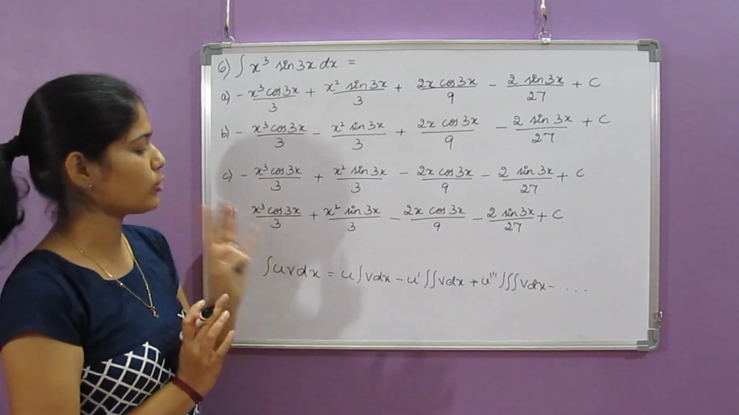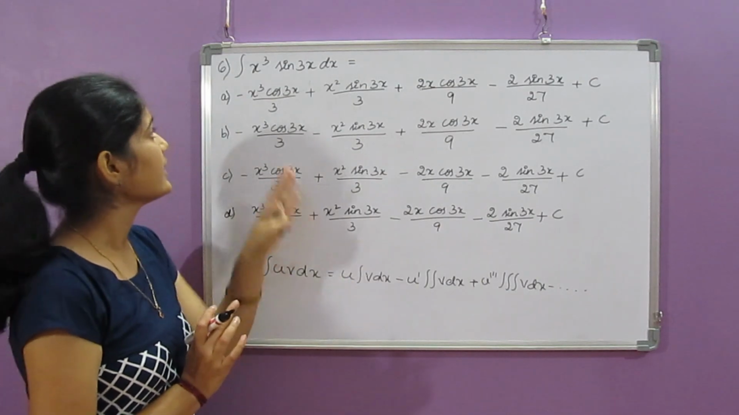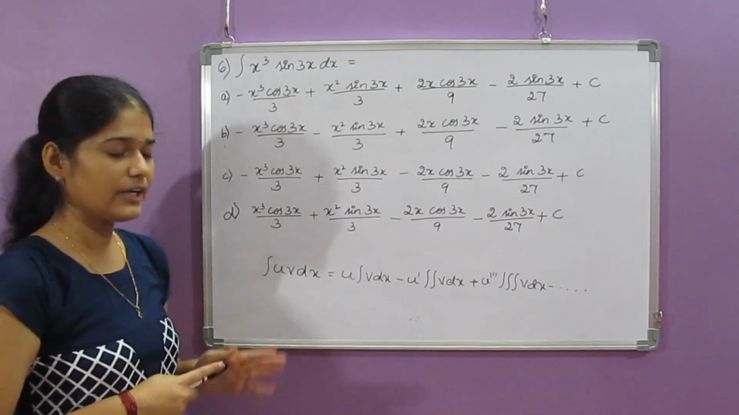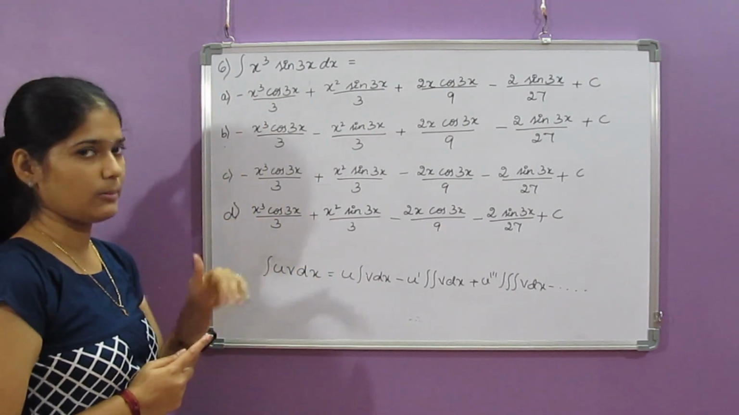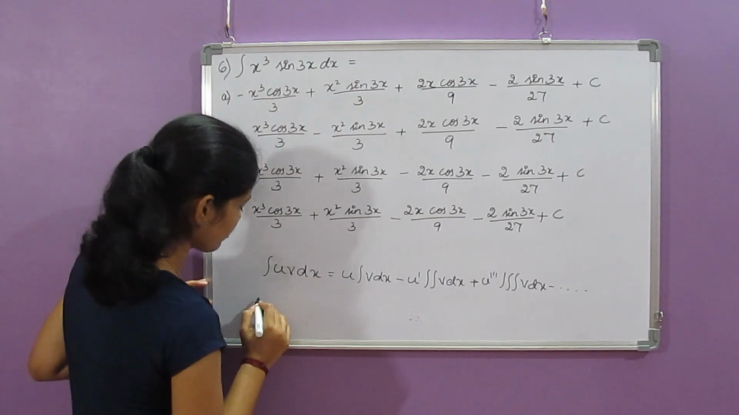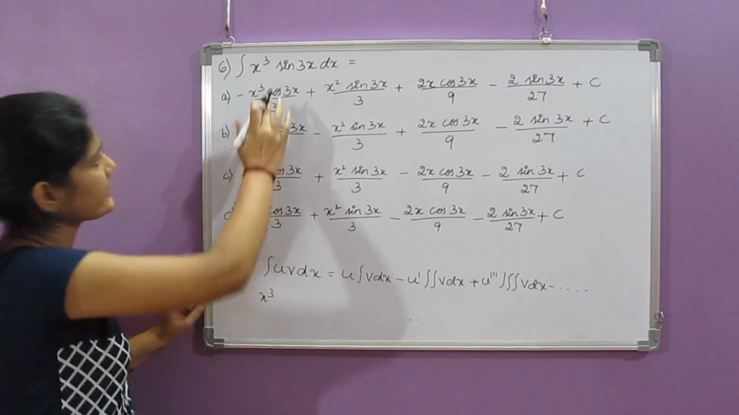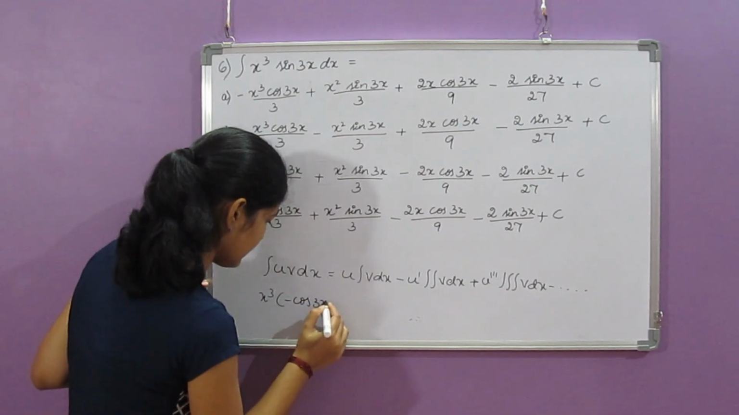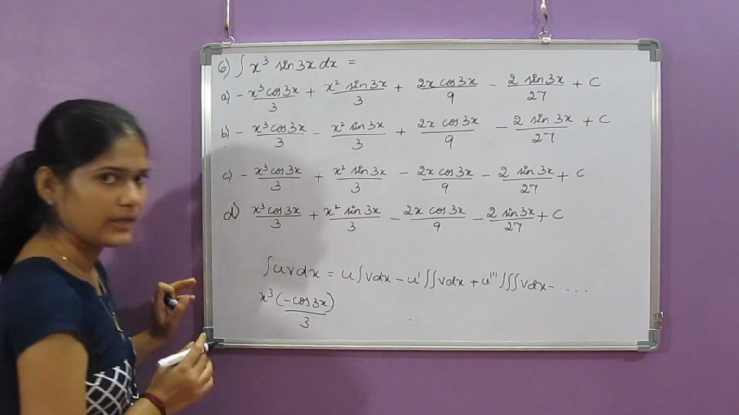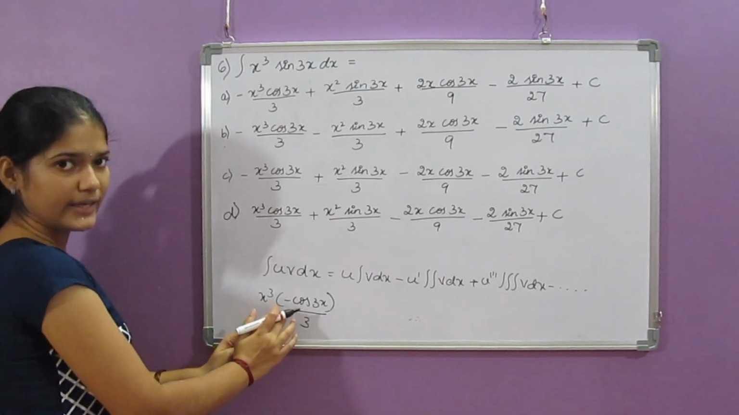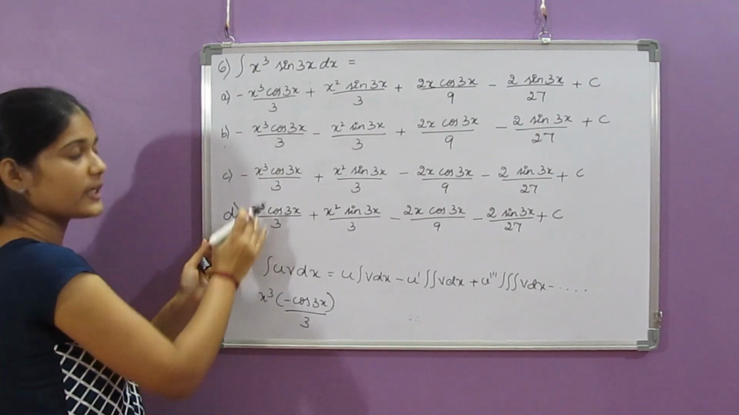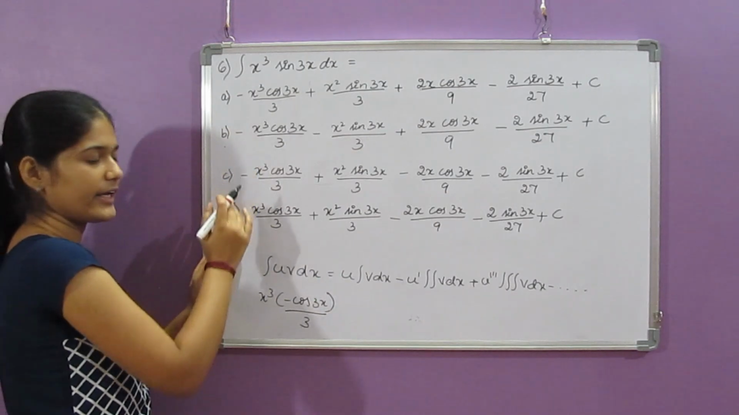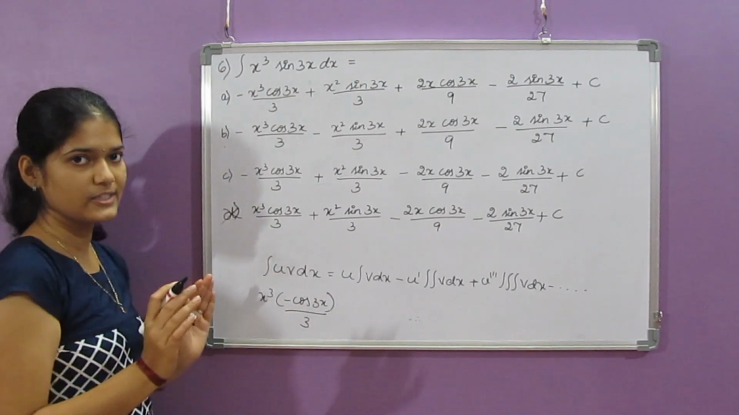By taking x cube as the first term and sin 3x as the second term, if we use this method for this problem, then the first term is x cube as it is, and we integrate sin 3x. That means we will get minus cos 3x divided by 3. That means the first term will be negative. Except this option, in all other three options we have negative. So directly we can reject this option.